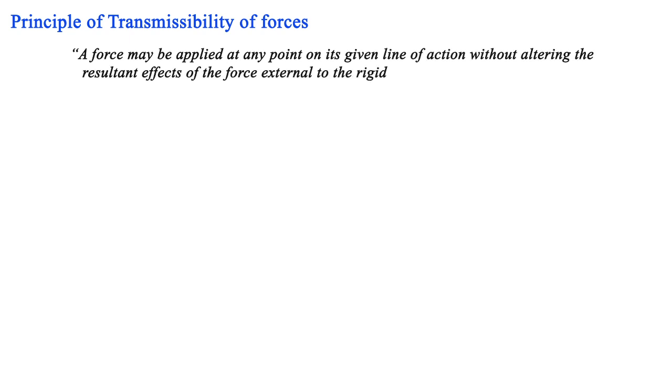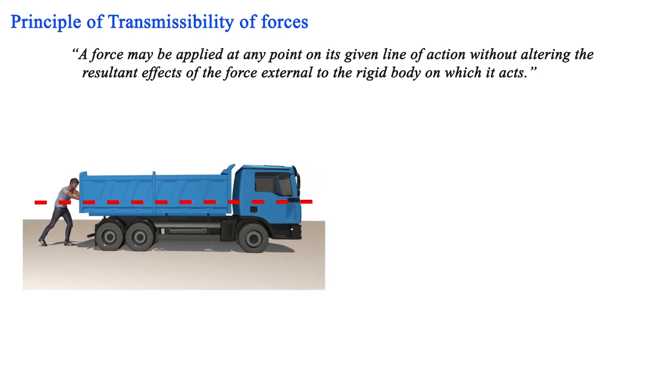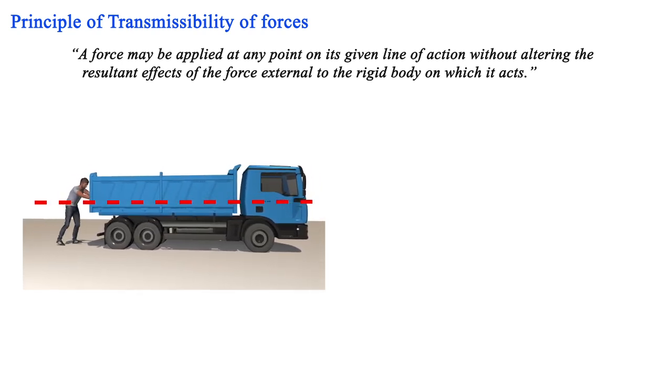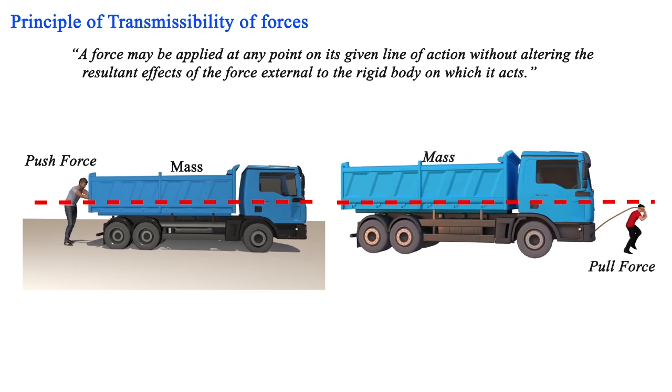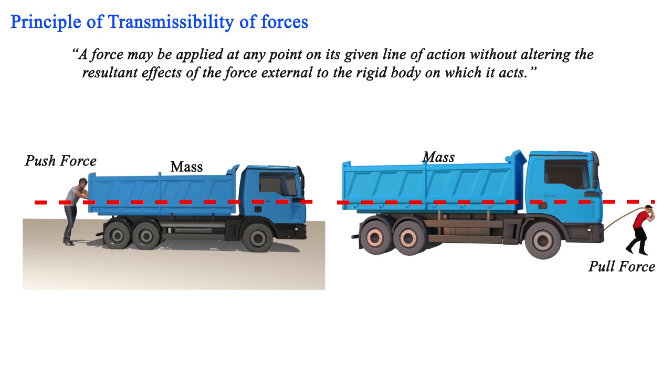Principle of Transmissibility of Forces, which states that a force may be applied at any point on its given line of action without altering the resultant effects of the force external to the rigid body on which it acts. Let's understand the principle with the example of the block pushed by a man. The line of action of the push force is shown in the figure. The outcome of the push force is the forward movement of the block. But what happens if the man, instead, pulls the block with the same force and in the same line of action? Yes, the outcome will be the same, that is, forward motion of the block.